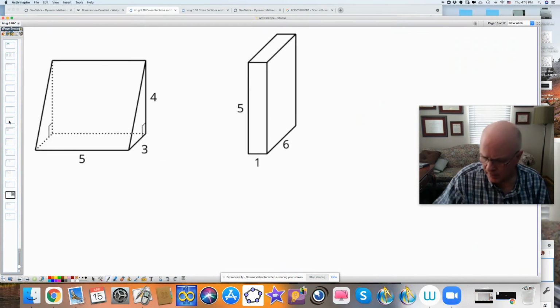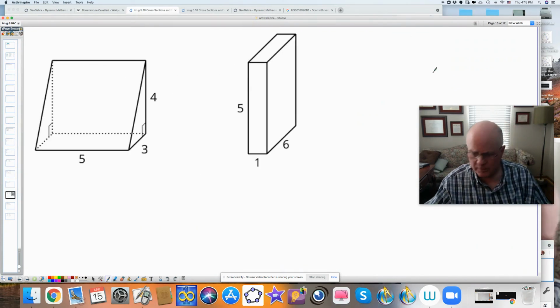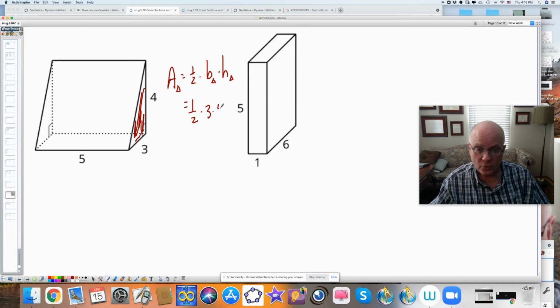my whiteboard. We have a triangular piece here on the end. This is a triangle. And the area of a triangle is 1/2 times the base of the triangle, not to be confused with the base of a prism, times the height of the triangle. So that's 1/2 times 3 times 4, which is 6. Oh, and look, the base of this is also 6. So it's 1 times 6.